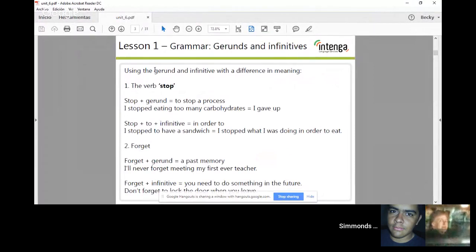Here we have when the gerund and infinitive, we can use both of them, but they're actually used differently. I mean, they're not the same. So for example, well, Ken, do you want to read this actually? Read both of these examples with stop, okay?